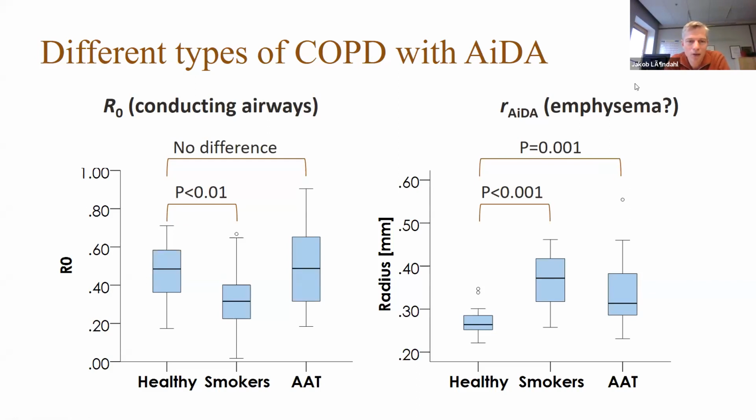We also, if we look at the left figure here with the R0, which we think is related to the deposition in conducting airways during the flowing part of the inhalation, it was similar for those with alpha-1 antitrypsin deficiency, the emphysema group and the healthy ones. Both these groups had normal conducting airways, but the smokers had a different deposition, a different R0, which the interpretation of this is that these two components of COPD are affecting the aerosol deposition in two different ways.